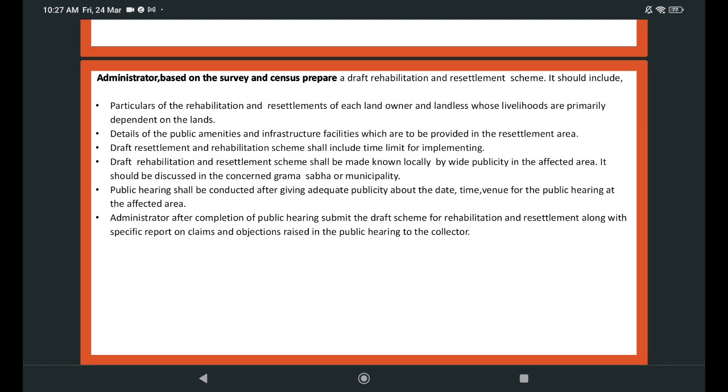The draft rehabilitation and resettlement scheme shall be made known locally by wide publicity in the affected area. It should be discussed in the concerned Grama Sabha and municipality. A personal hearing shall be conducted after giving wide publicity about date, time, and venue for the public hearing. After completion of the public hearing, the administrator submits the draft scheme for R&R along with a specific report on claims and objections raised in the public hearing to the collector. So the administrator should send the draft scheme to the collector.